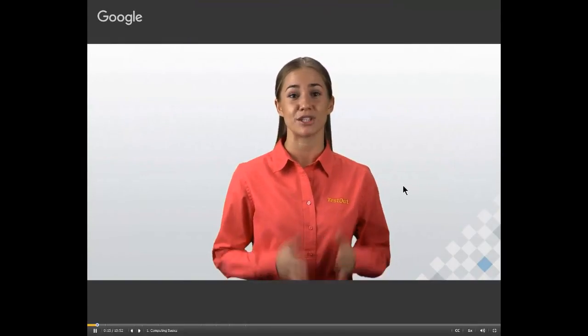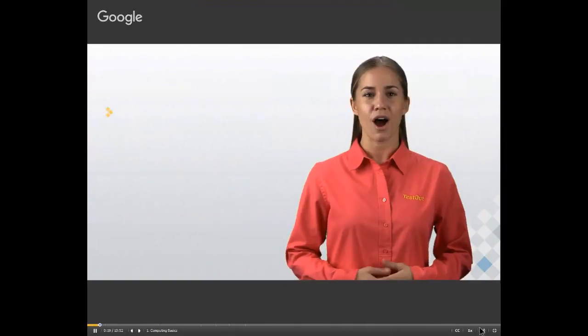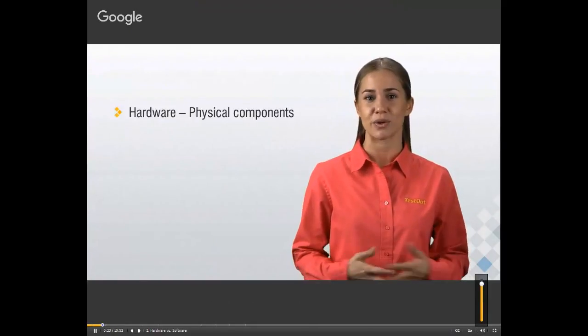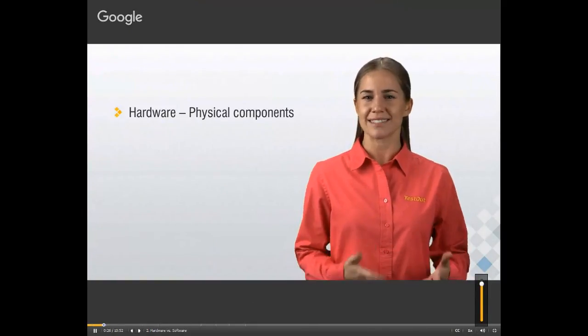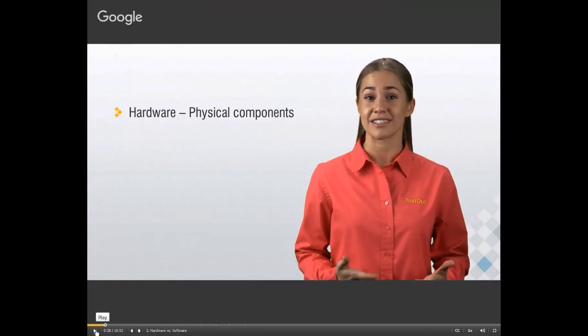These parts can be divided into two main categories, hardware and software. Hardware refers to the physical components that are installed inside of the computer system. By itself, hardware activities can be construction. Let me start that over again.